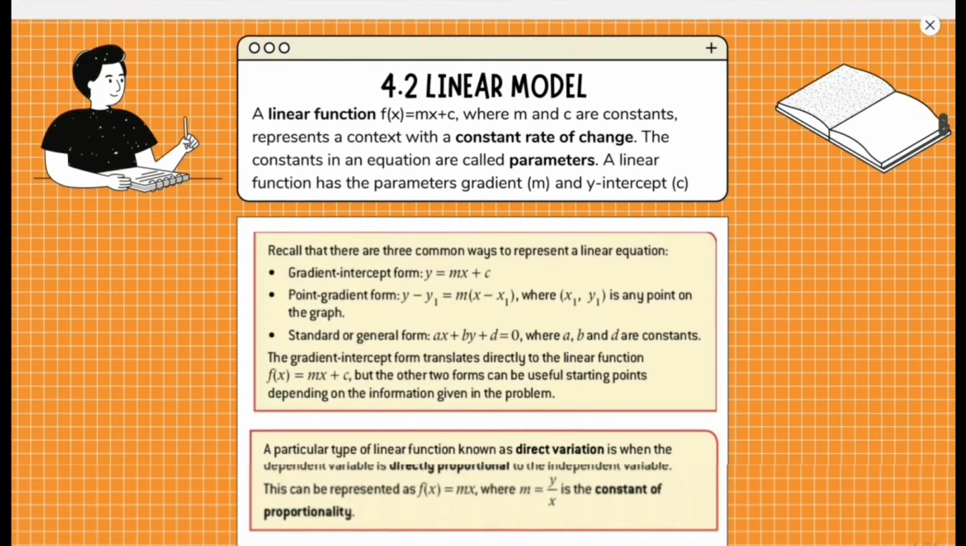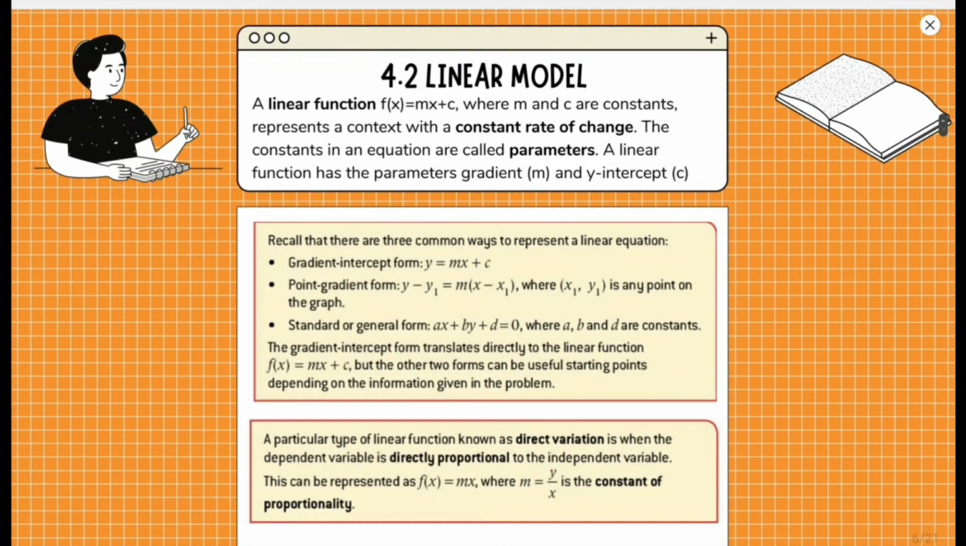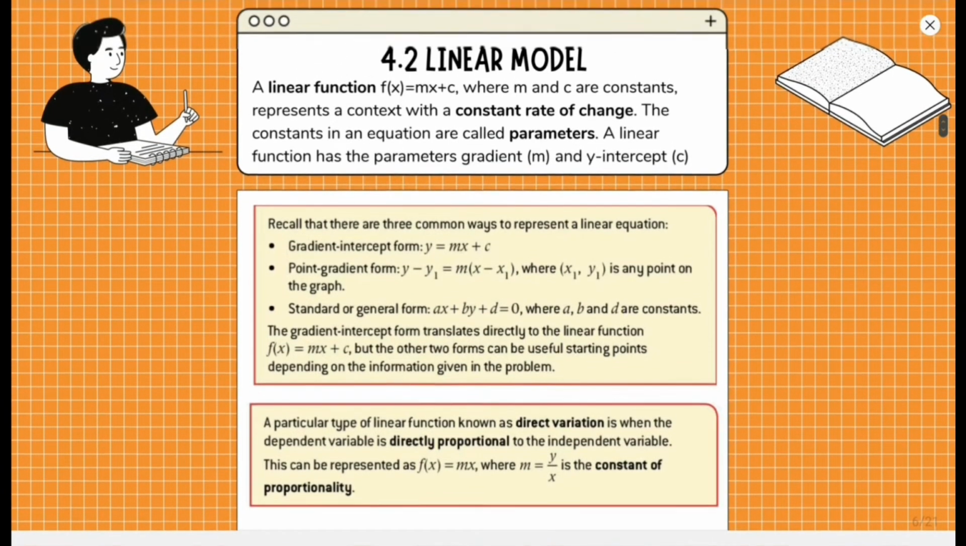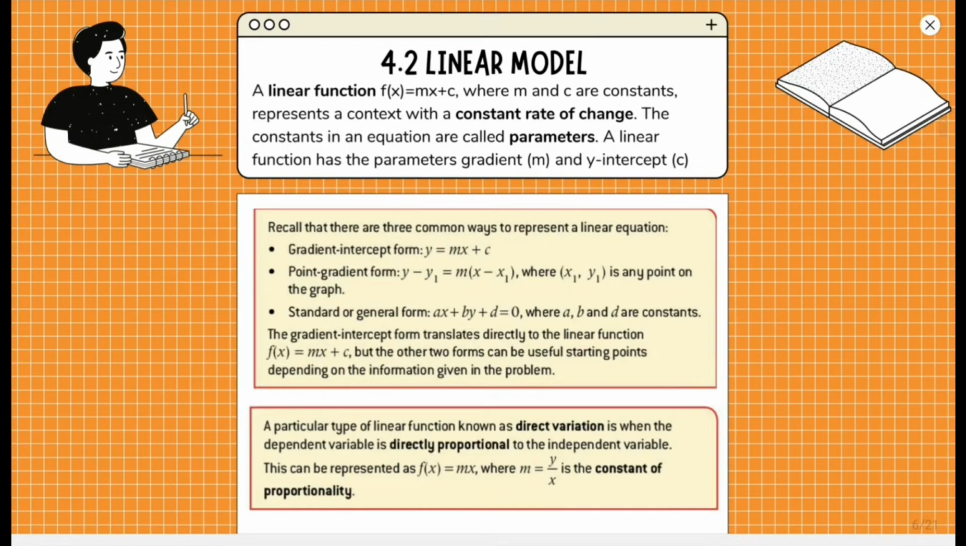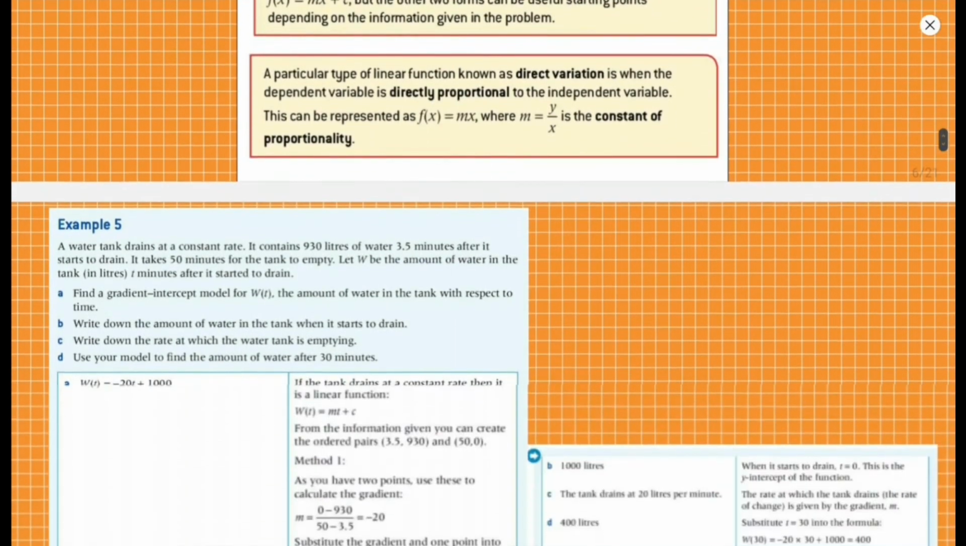So we move to the next part, which is 4.2, the linear model. A linear model is a linear function f(x) equals mx plus c, where m and c are constants. It represents a context with a constant rate of change because it is linear. The constants in an equation are called parameters. A linear function has the parameters gradient m and y-intercept c. We can recall that we have three common ways to represent a linear equation. You can see in the table below: the gradient-intercept form, the point-gradient form, and the standard or general form. Okay, so let's skip to the example.